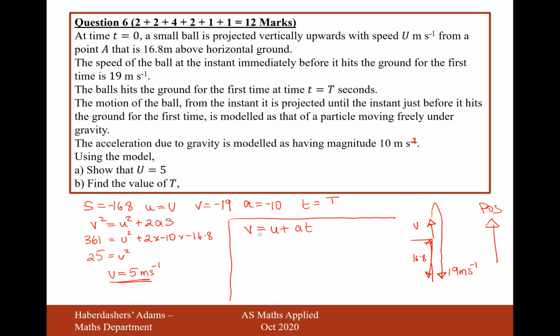We'll still set upwards as positive here. So v is still minus 19, u is 5, a is minus 10, and then t. Let's move the t onto the other side and the 19 onto the other side, so you get 24 on this side and 10t on this side, so that makes t equals 2.4. So there we are, that's the answer for capital T.